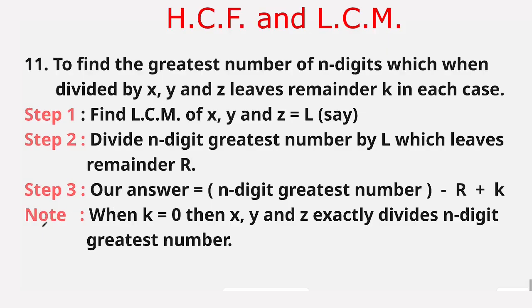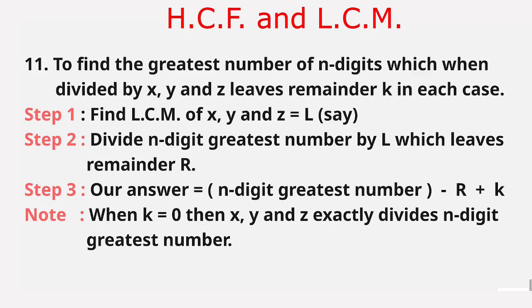Now important point is that when k is equal to 0, then x, y and z exactly divides n digit greatest number. In that case our answer will be n digit greatest number minus R. That will be our answer.